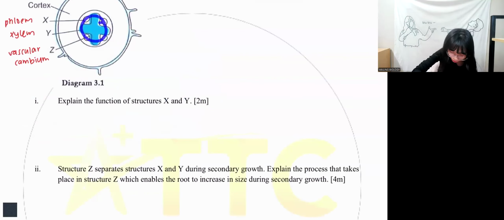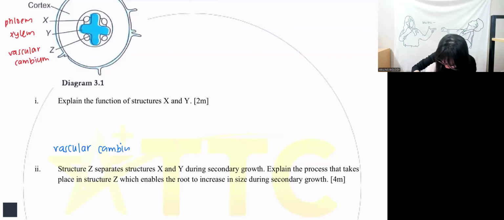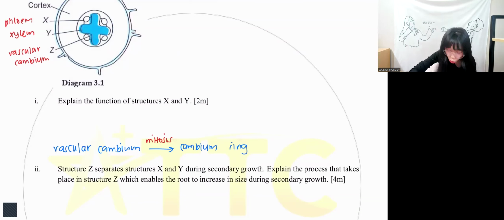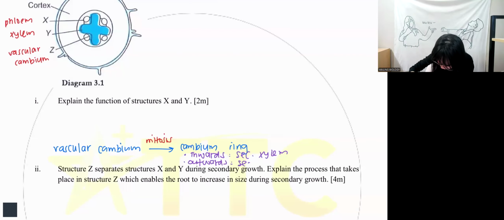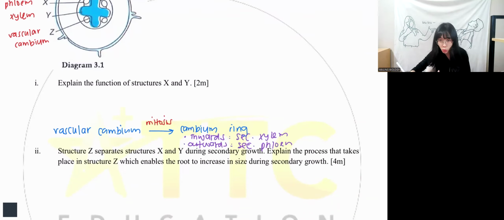Later on, they will form into a ring, right? Let me write the keyword over here. So they start with vascular cambium. This vascular cambium undergoes a process called mitosis, and then they form into a cambium ring. Okay, the cambium ring has two parts, inner and outer parts. We have the cell that grows inwards. The cell that grows inwards, is it xylem or phloem? Inside one, is it xylem or phloem? All right, inside one is secondary xylem. The one that grows outwards is secondary phloem.